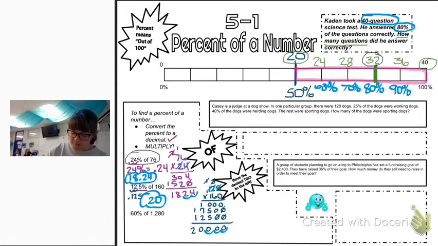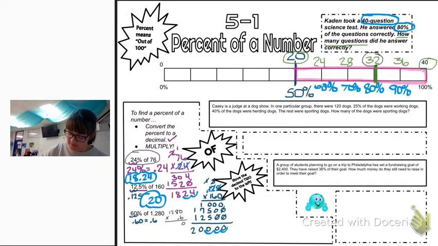Okay, the next one, 60% of 1,280. Again, we're finding percent of a number. And this would be a little bit more than half of 1,280 because 50% is equal to 1/2. So as a decimal, 60% is 60 hundredths, which we can also just write as 6/10. That's the same thing. So we'll take 1,280 and multiply that by 6/10.